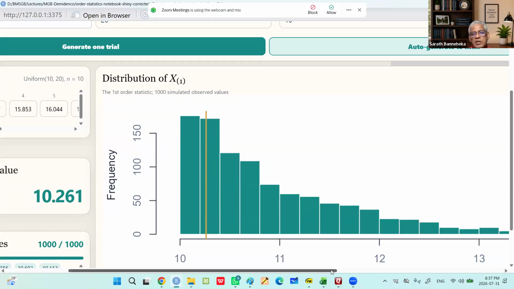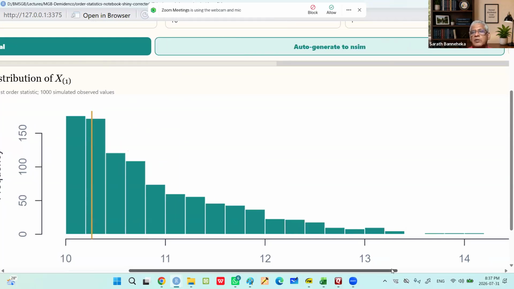Why is that? Because when we are taking a sample, these numbers are always going to be between 10 and 20, because I'm generating data from a uniform 10-20 distribution. Therefore, most of the minimum values in each sample are going to be close to 10. So that's why you have the highest frequency close to 10 here. The minimum value will be around 13, 14 only very rarely. There is a larger probability that the minimum value in the sample will be close to 11, like 12, 10.5.